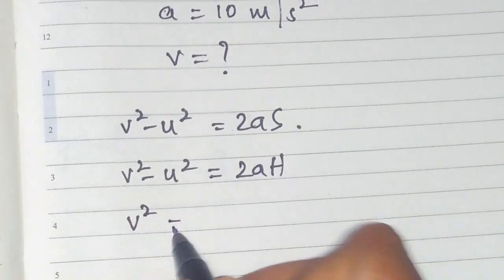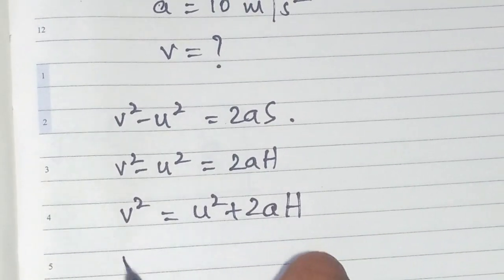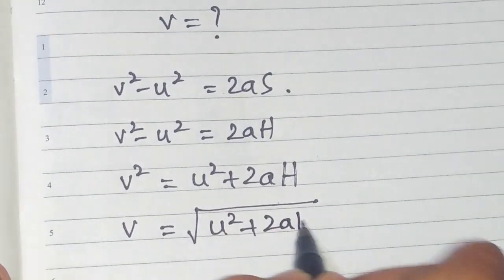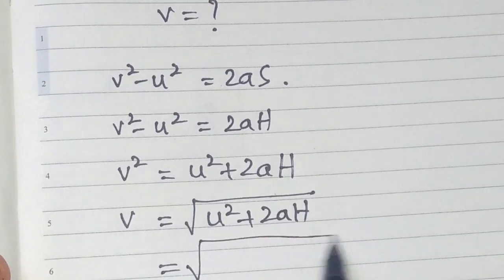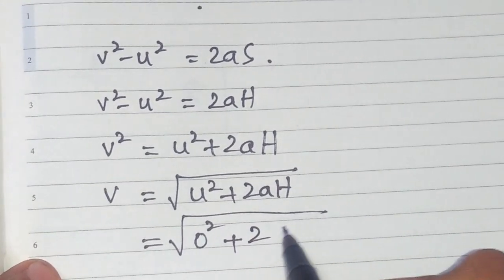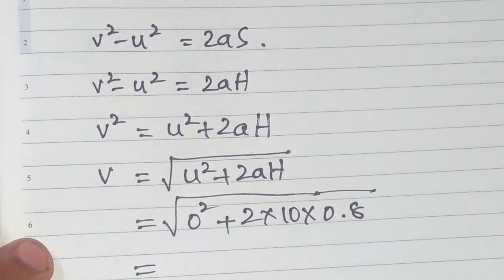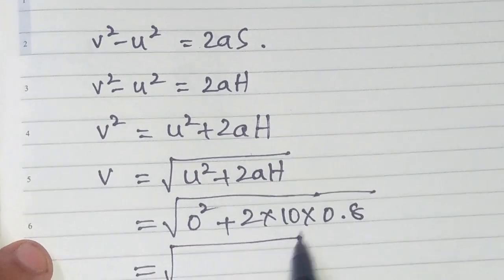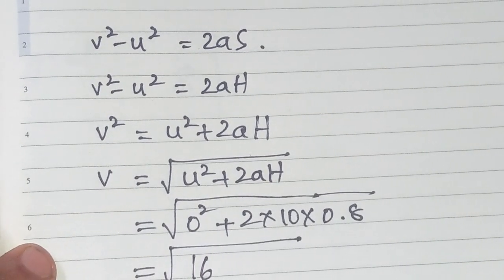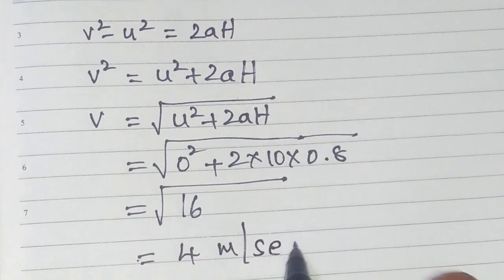Then what can we write? V square is equal to u square plus 2aH. Then V is equal to the square root of u square plus 2aH. What is the u value? 0. 0 square is also 0, no? Plus, what is the a value here? 10. What is the height? 0.8. Now 0 square is anyway 0, so directly I am taking 2 into 10, that is 20. 20 into 0.8, we will get 16. So the V value, the final velocity, is 4 meters per second.